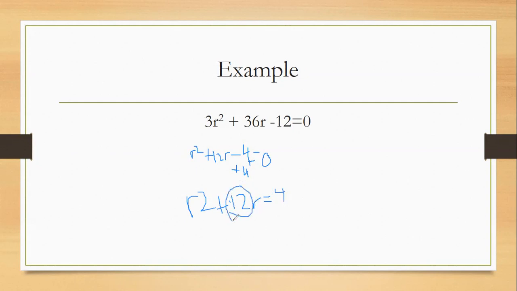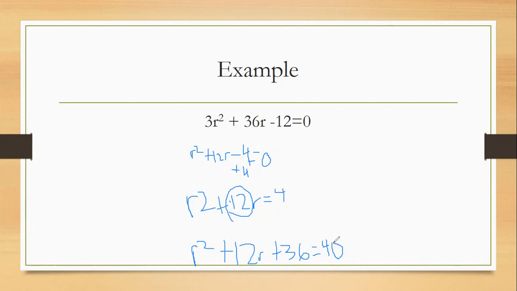Take the b term, divided by 2. You get 6. 6 squared is 36. R squared plus 12r plus 36 equals 4 plus 36, which is 40. Okay, we're going to pause there. If you got to that point, right, yes.